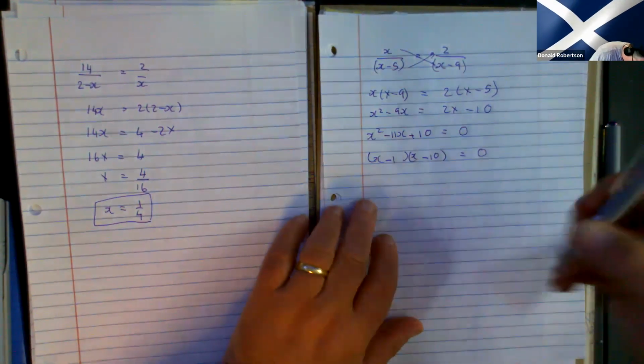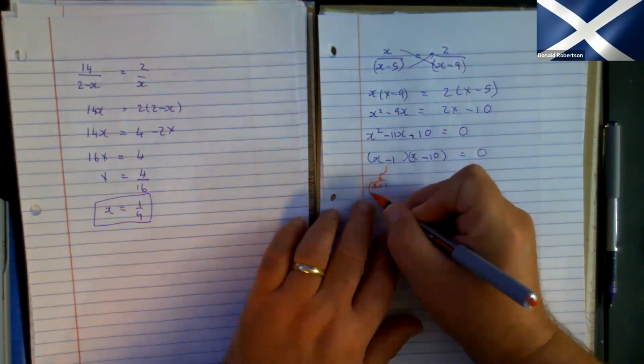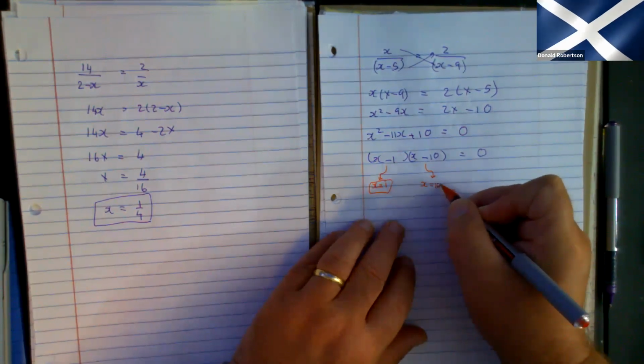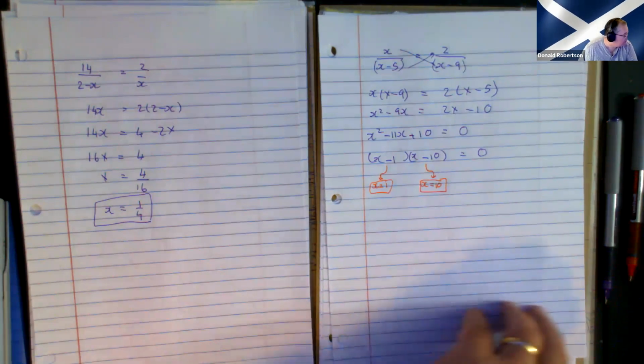Yeah, well, that works. This factor will equal 0 when x is 1, so there's one of my solutions. And this factor will equal 0 when x equals 10, and there's my second solution. And we are done.